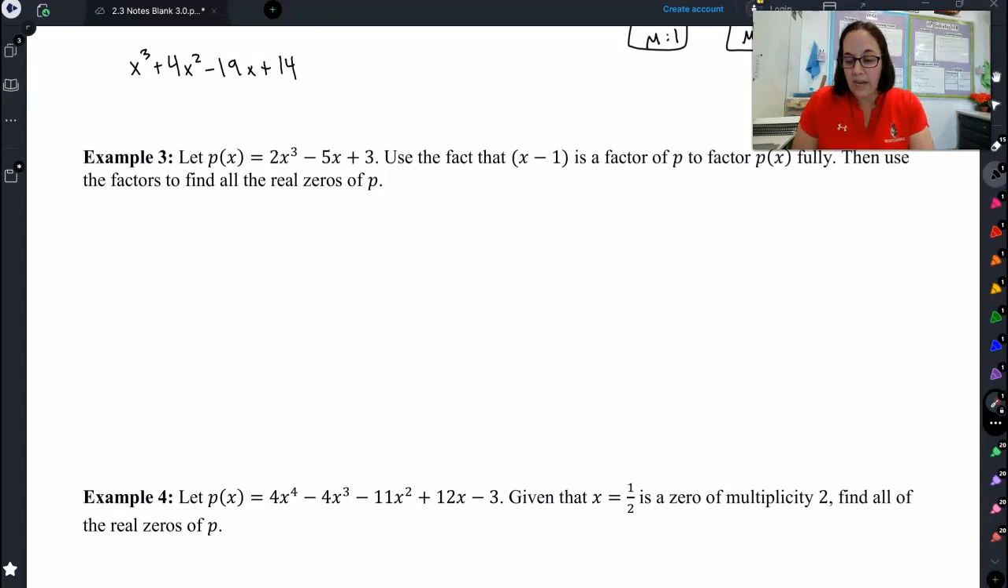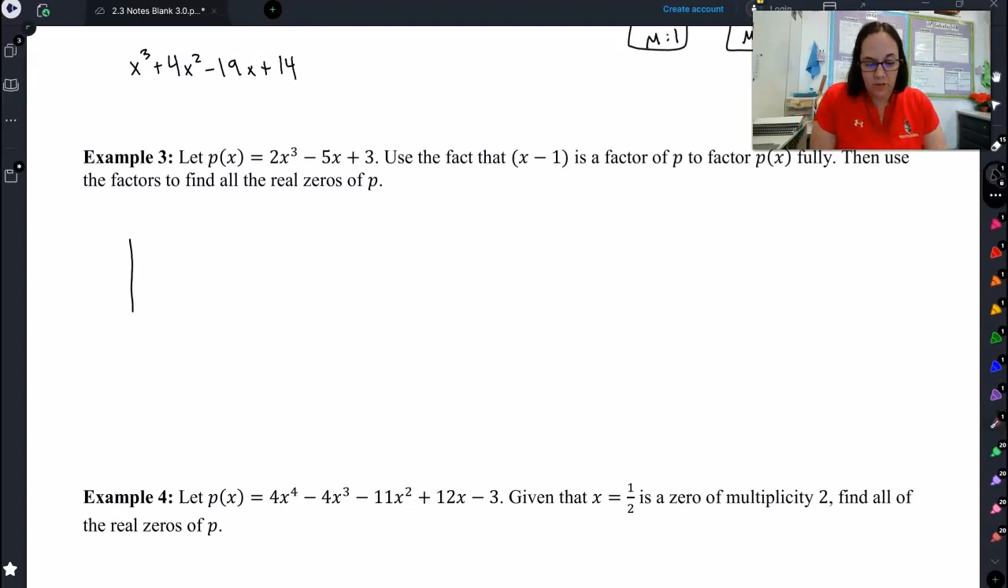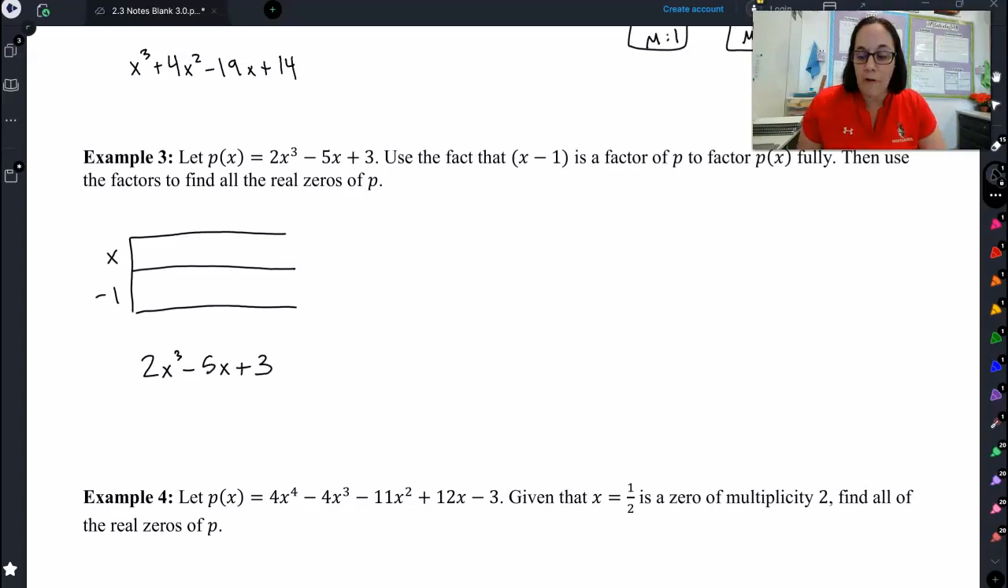So now it's time for you to try one on your own. Once again, I give you a factor, so you need to start with your boxes. And you are trying to factor 2x cubed minus 5x plus 3. So factor that out.